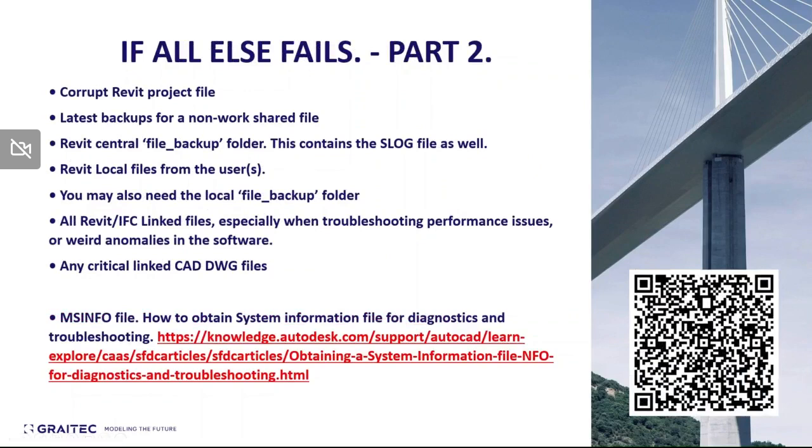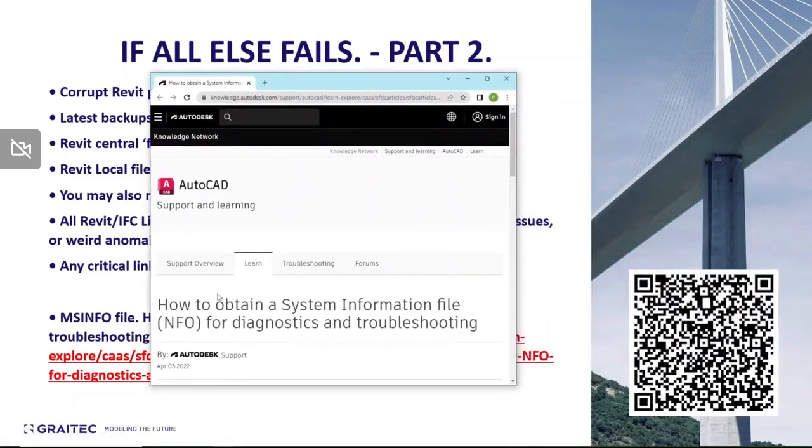In addition to the journal files, no doubt you'll be asked for the cropped project, any backups, any link files, whether they be Revit, IFC or CAD files, and quite possibly you might also be asked for an MS Info file, which will provide system information for diagnostics. And again, we have a QR code. And here's the document, for you to generate the MS Info file.